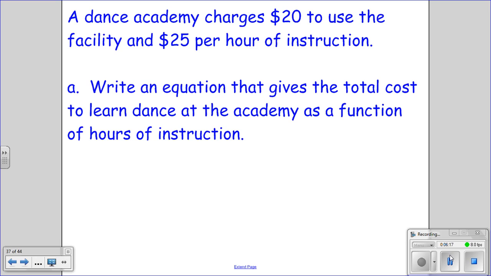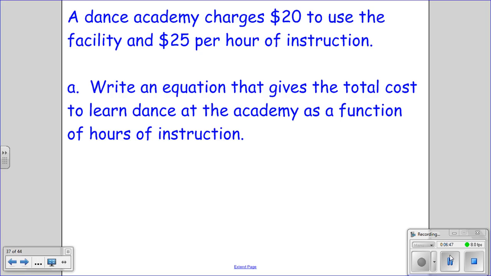Story problem. A dance academy charges $20 to use the facility and $25 per hour of instruction. We are to write an equation that gives the total cost to learn dance at the academy as a function of the hours of instruction. The cost as a function of the hours of instruction. Cost is going to be our y, and our hours of instruction is our x. And we need to write this equation in slope-intercept form.